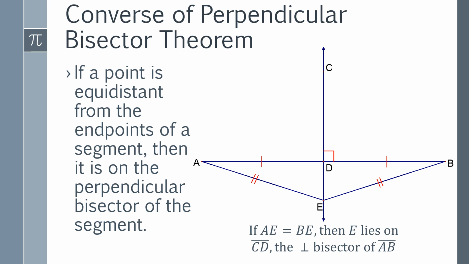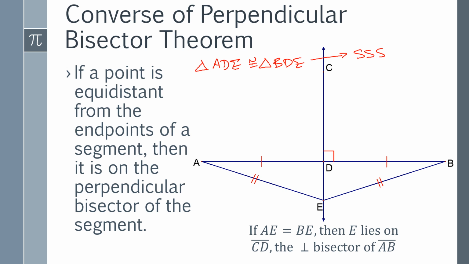Okay, so if a point is equidistant from the endpoints of a segment, then it is on the perpendicular bisector of the segment. Well, we can go through the proof of all this very quickly by basically saying that these two triangles are congruent by side, side, side. So I would say triangle ADE is congruent to triangle BDE, and that's through side, side, side.